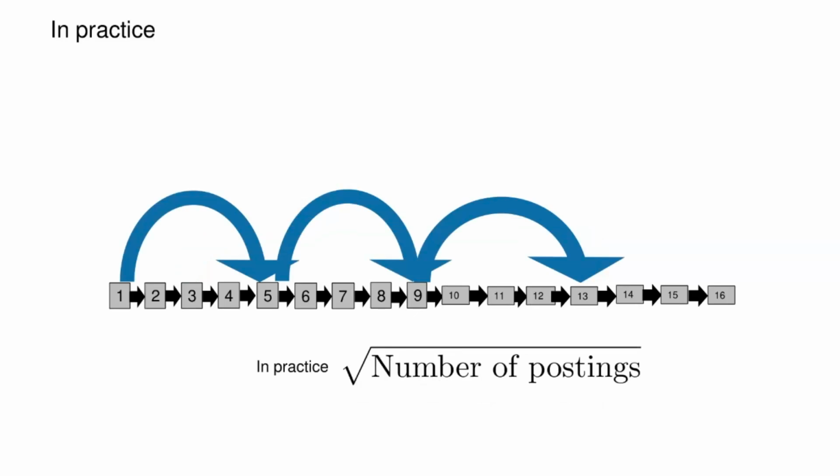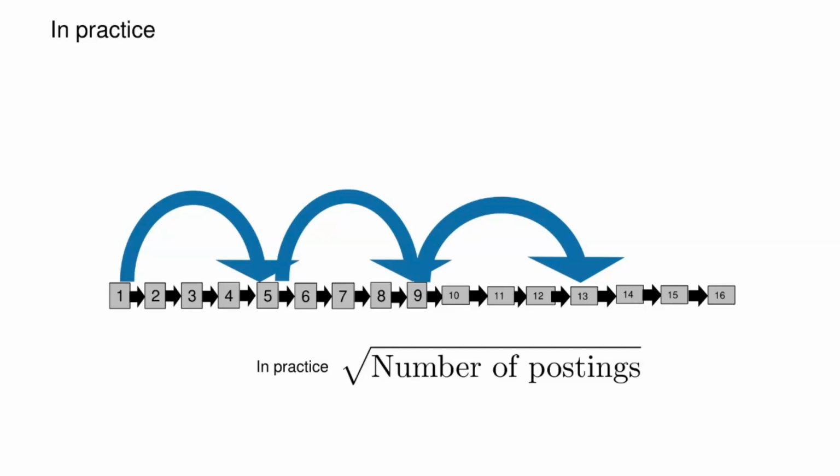So a compromise that was made is to take the square root. So if you have 16 postings, for example, in a list, you put a skip pointer every 4 postings, 25 every 5 postings, 100 every 10 postings. So that's a rule of thumb. And since it's only a rule of thumb, if you build the system, of course, you can tweak that and change that. But this is something that worked quite well in practice.